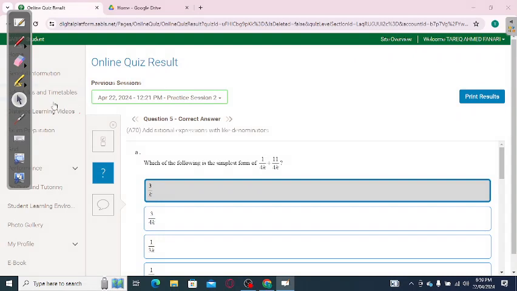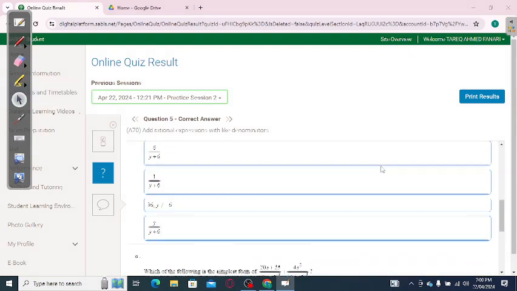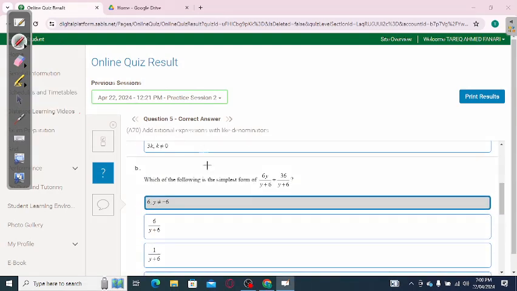Okay. So now the one next to it, the one after this. Again, same thing, but this time there is factoring involved.